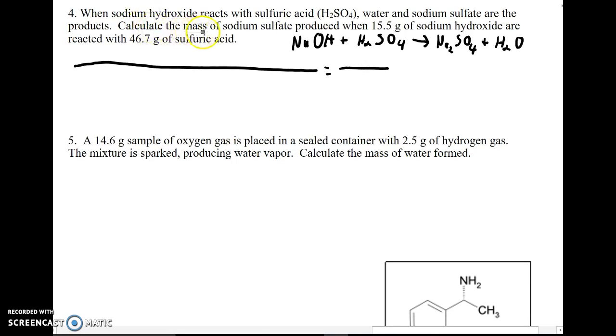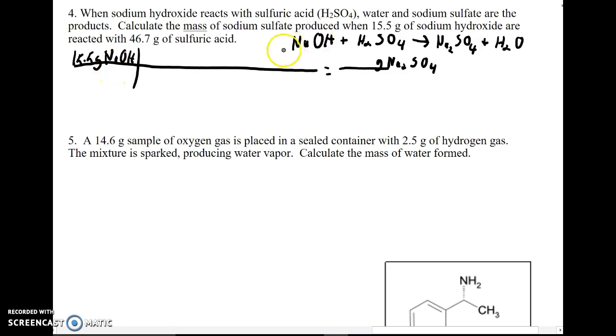If I look at the question, calculate the mass of the sodium sulfate produced. So I'm working towards grams of Na2SO4. All right, and my starting point, 15.5 grams of sodium hydroxide, NaOH. So that's my starting point. Now I need to make my conversion factors. So again, I'm going to start with my mole ratio. And my mole ratio is between sodium sulfate and sodium hydroxide.